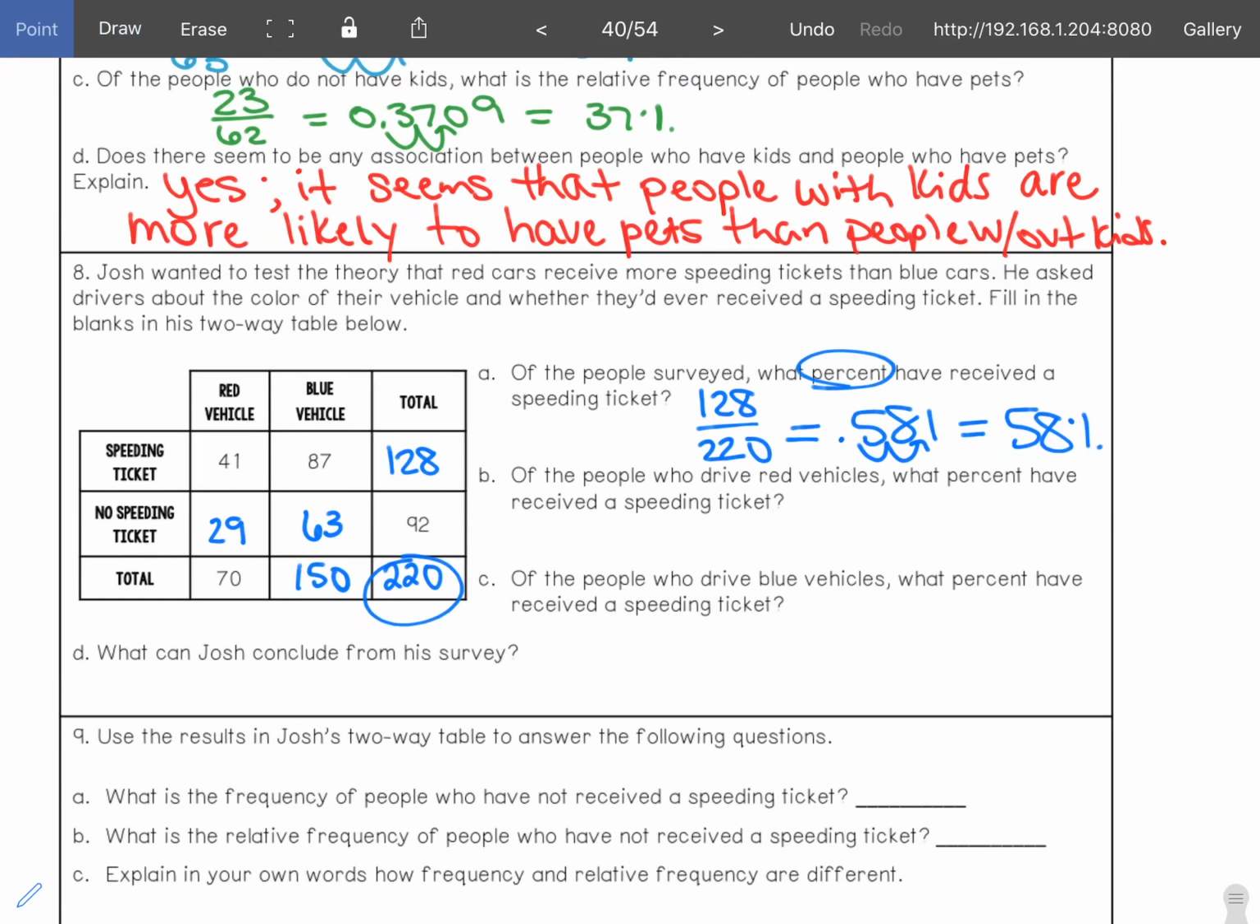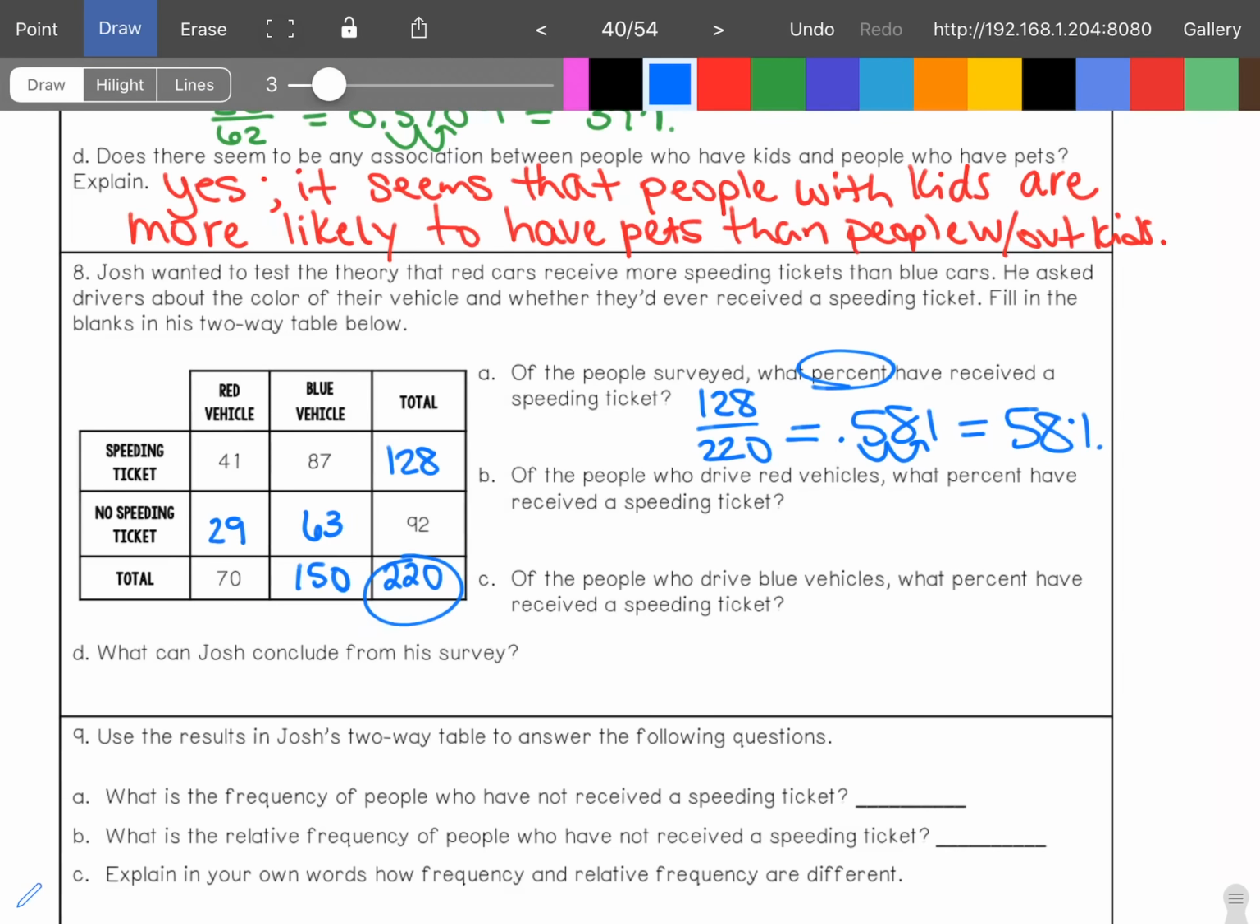Of the people who drive red vehicles. Okay, so if we look at the red vehicle column right here, there's a total of 70 people that drive red vehicles. What percent have received a speeding ticket? Well, 41 got a speeding ticket out of the 70 people with red vehicles. So 41 divided by 70 is 0.585. So when we move it 2 places over, we have 58.5. So that 5 is going to round this 8 up to 59%.